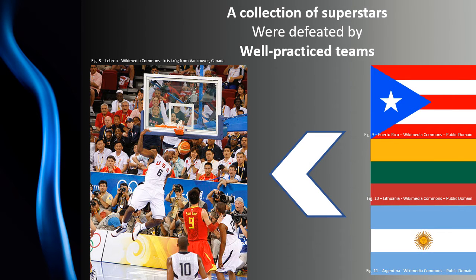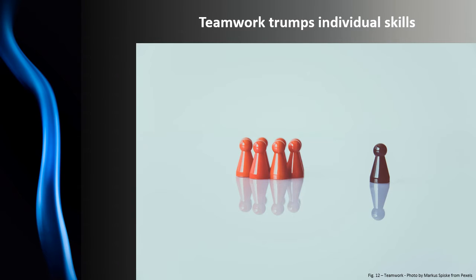How is it possible that a team consisting of LeBron James, Tim Duncan, Allen Iverson, and a host of other Hall of Fame level players lost games to teams from Puerto Rico, Lithuania, and Argentina? The USA team was a collection of great players who were brought together to play in the Olympics. The others were national teams that practiced together extensively. In other words, the teamwork employed by Puerto Rico, Lithuania, and Argentina was more effective than the individual skills of the NBA players. Teamwork triumphs skills every time.